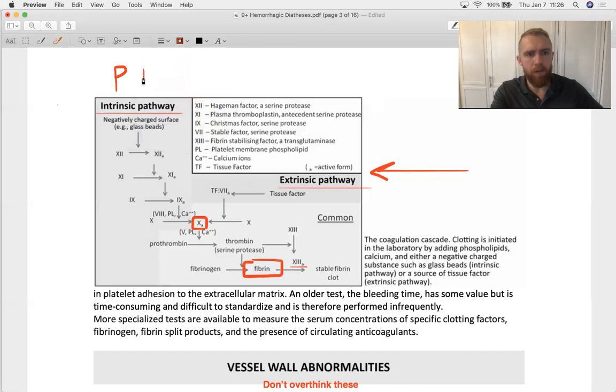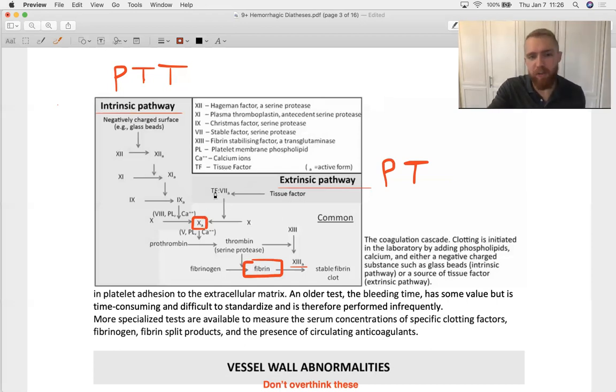So the connection is that we use PTT and PT to monitor anticoagulants that we put patients on as therapy. And this is where it gets a little confusing to me because I don't know the specifics. So get this. Patients on warfarin. What does warfarin do? It's a VKOR inhibitor, vitamin K oxidoreductase. And so you're not going to be synthesizing certain factors de novo, including 2, 7, 9, and 10.